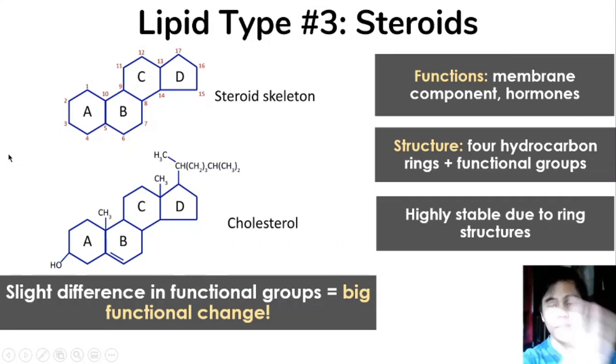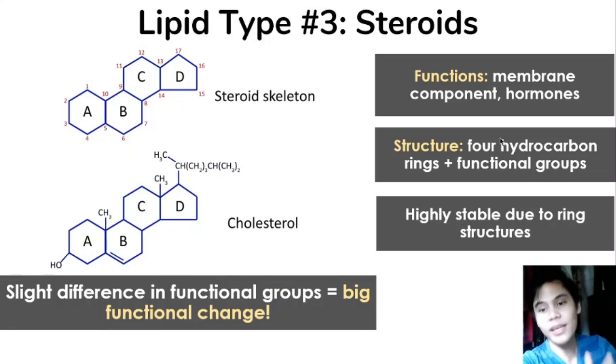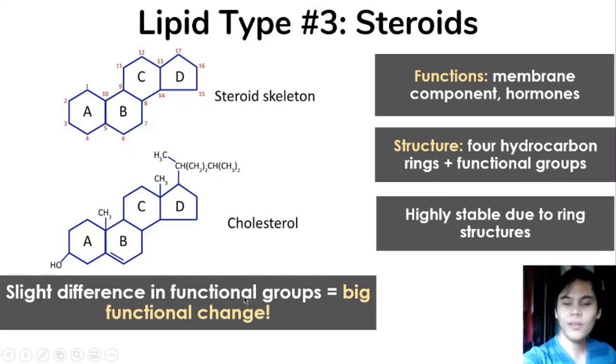Next, your third type of lipid is your steroids. They are a membrane component, and also many of them form your hormones. So your steroids are defined by their structure. There are four hydrocarbon rings or functional groups. So you can see it here. This is the skeleton of your steroid, A, B, C, and D. Four rings made of carbon. So they're highly stable due to their ring structures, and a slight difference in their functional groups, meaning the little groups that come off of the edges here, create large functional changes.